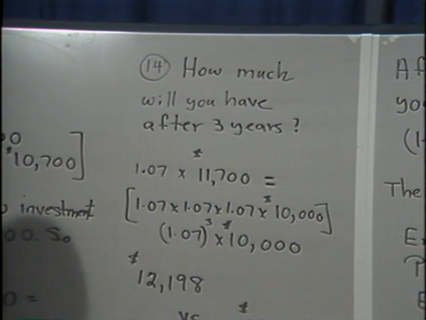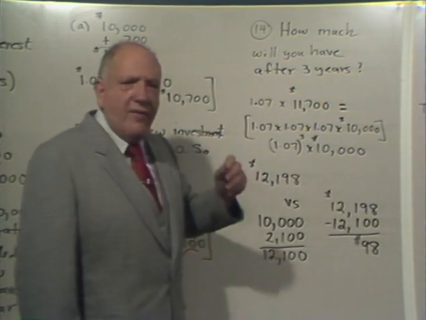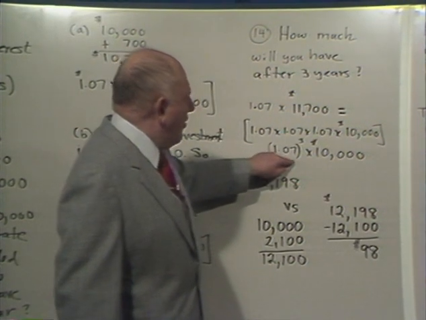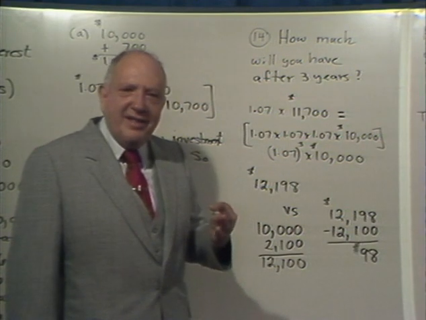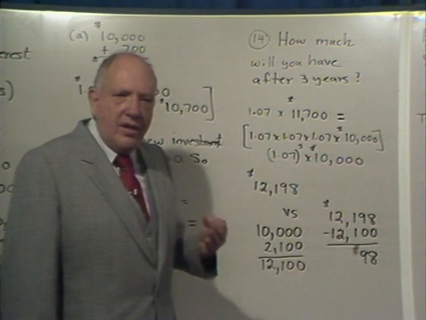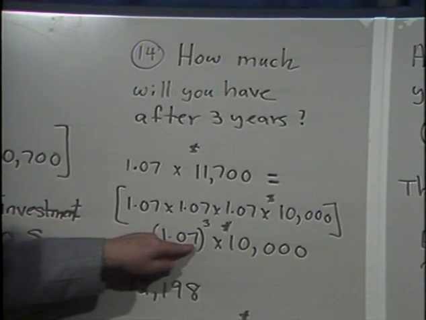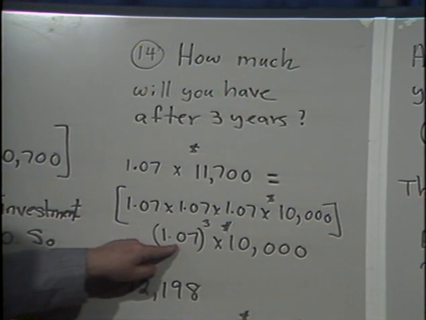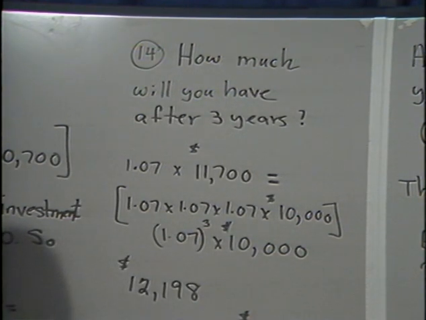So if I want to use exponential notation, how do you abbreviate 1.07 times 1.07 times 1.07? You just write it 1.07 to the third power. Remember, 10 to the third power meant 10 times 10 times 10. 1.07 to the third power means 1.07 times 1.07 times 1.07. But at any rate, how could you do this on your calculator? You just start with the 10,000, you multiply by 1.07, then multiply by 1.07 again, then multiply by 1.07 again.